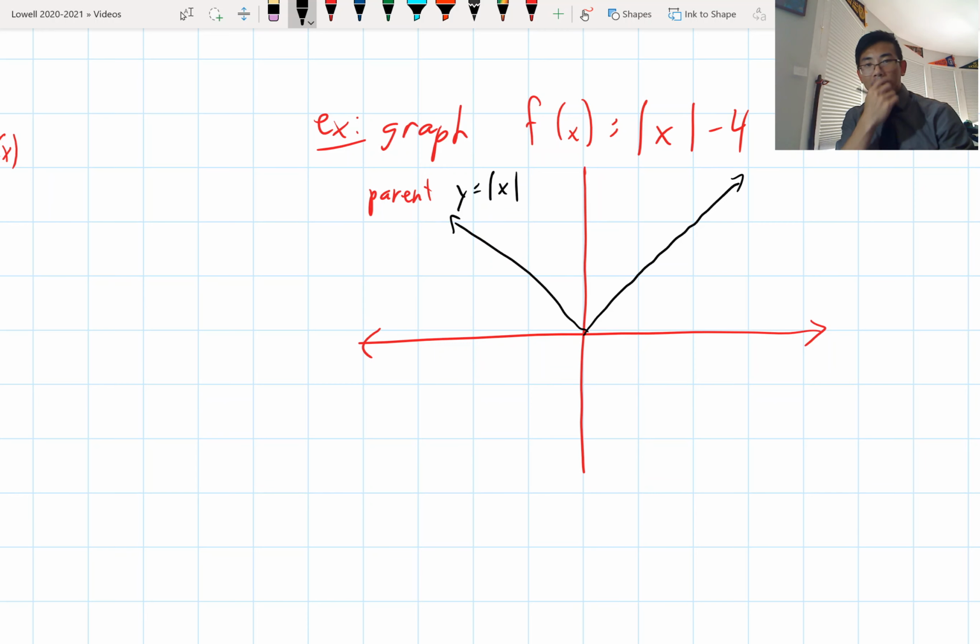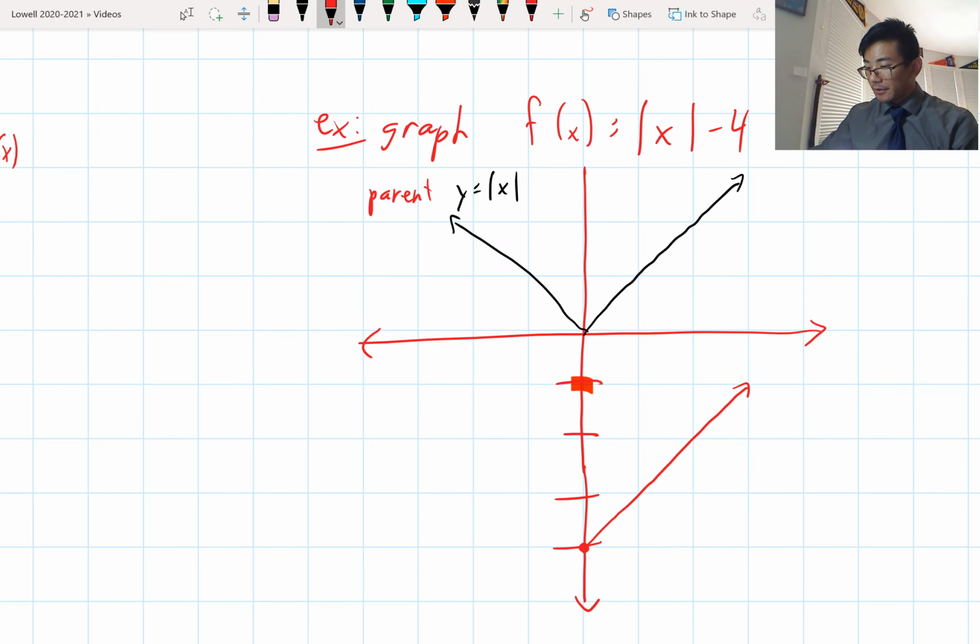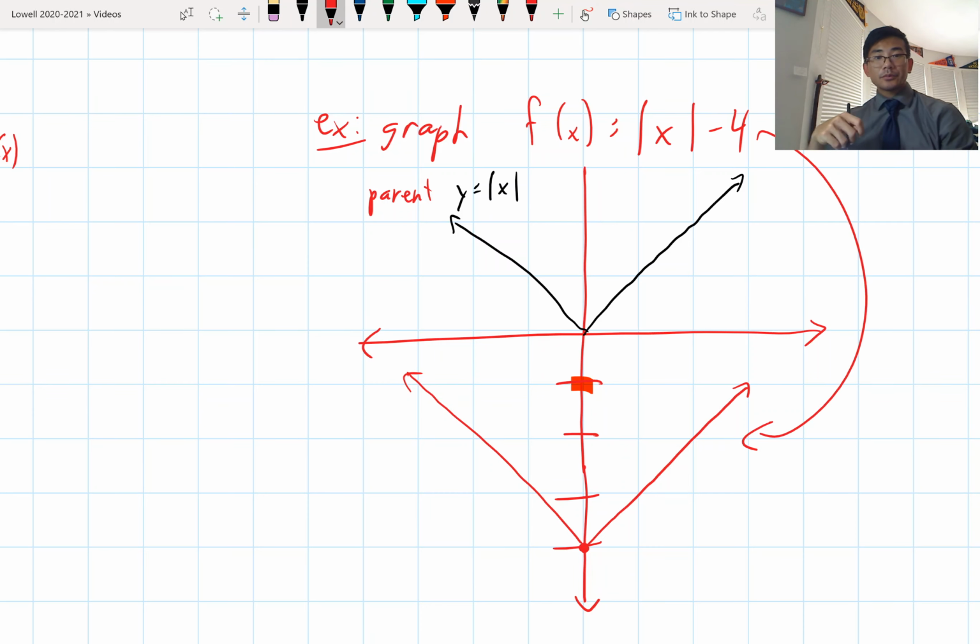Then all you're doing is taking the exact same y values, just pulling them down 4. And so this will go 1, 2, 3, 4. And now the vertex of that absolute value graph is just going to be down here now. Let's show that a little bit better. And there you go. And that is what that graph would look like.